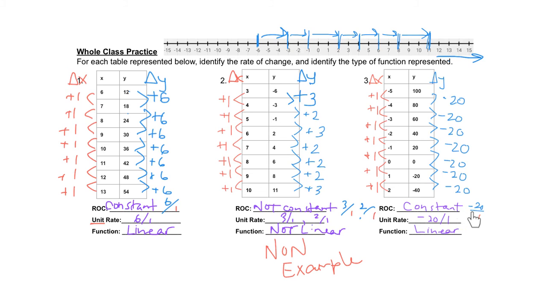So negative 20 over 1 is the same. Our unit rate is the same as our rate of change because the change in x was 1, and of course that's linear.